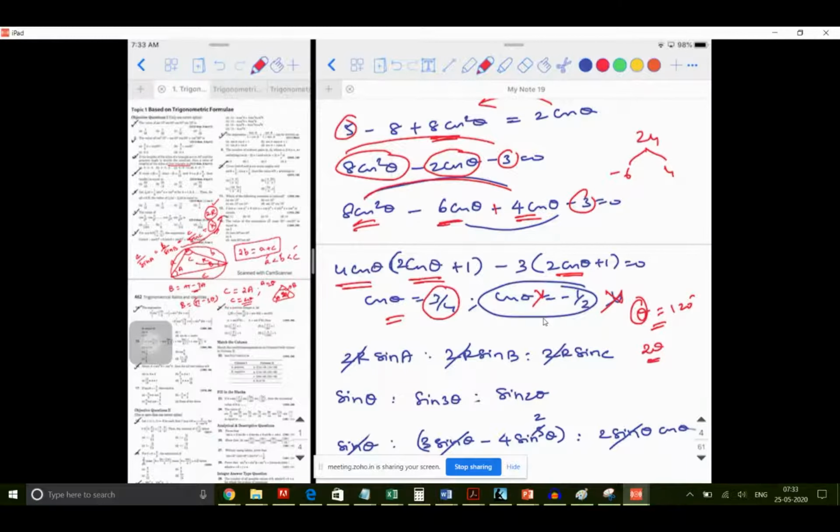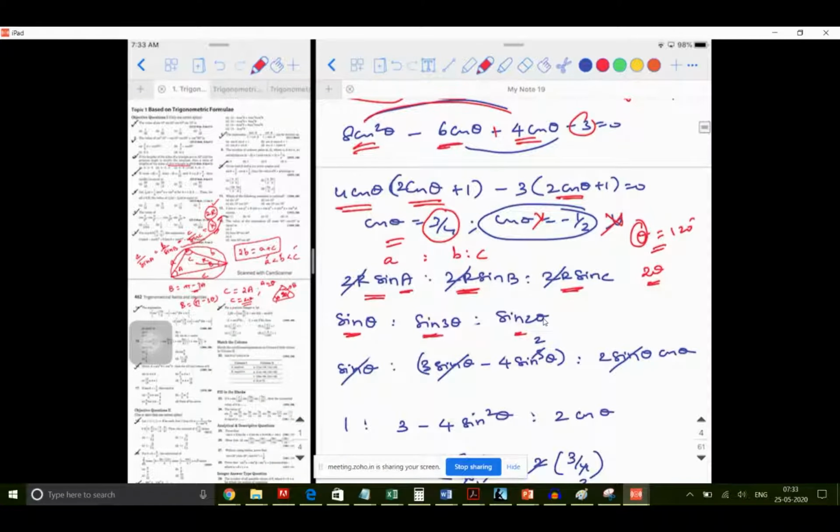So cos theta will be equal to 3 by 4. But what is the question? They are asking about the ratio of the sides. So the sides are a is to b is to c. But a can be written as 2r sin A, b is 2r sin B, and c is 2r sin C. 2r gets cancelled. Since A is taken as theta, it can be sin theta is to sin 3 theta is to sin 2 theta. Right?